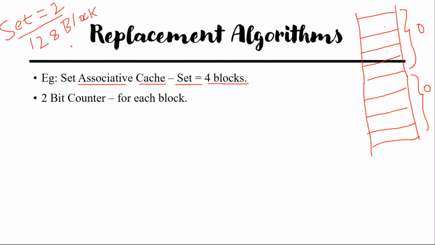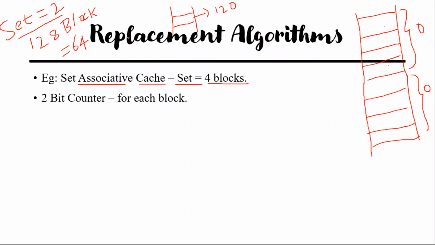Totally, how many sets are there? There are 64 sets. Okay, so whenever you want to move a particular block from main memory, say block number 120, you have to divide by 64 and find the remainder. That is, you have to perform modulo division by 64, because you have to identify which set it will go to.